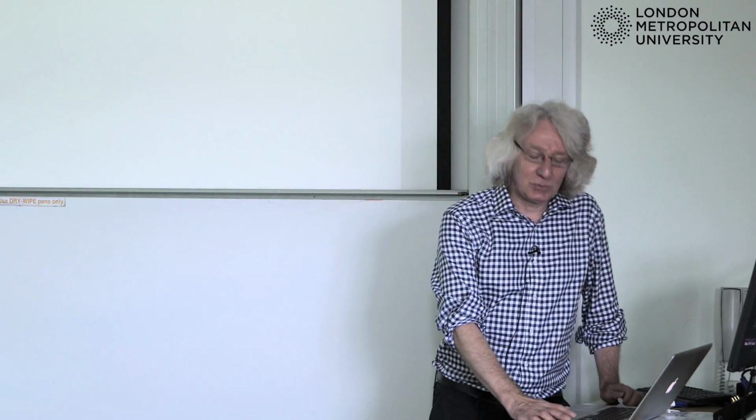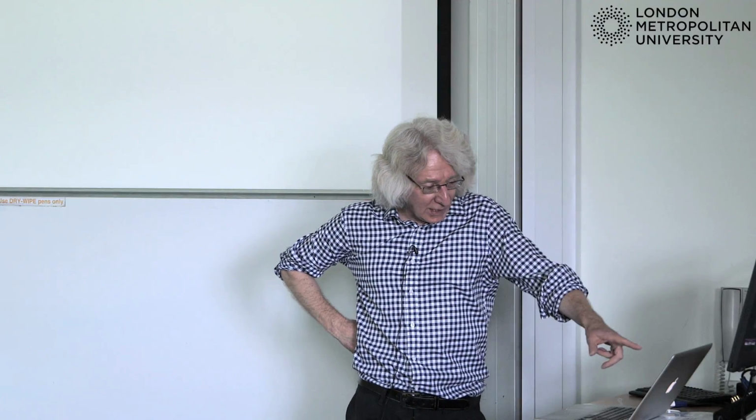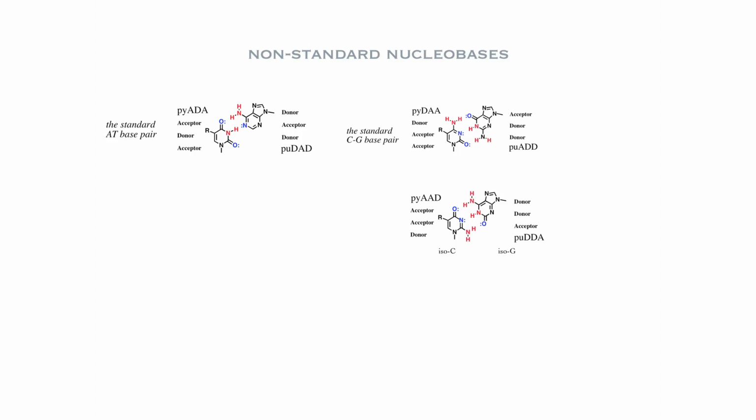Now, what we can do is, if you look at the CG base pair, if we swap around the groups, the exocyclic amino and ketocarbonyl groups, this gives us iso-C and iso-G. They're analogous to C and G, just with the groups swapped around. So instead of PYDAA, in iso-C, it's the opposite way, it's PYAAD. And the same for the purines.